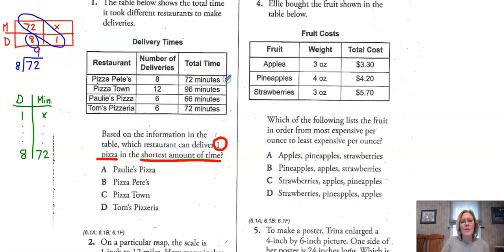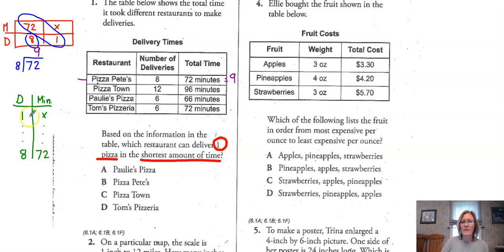So I know that they can deliver a pizza in 9 minutes. So if I come over here and I look at this one, this was another way to think of this same thing for Pizza Pete's. I could have set it up in a T-chart or a table, and I'd say deliveries and minutes. I want to know what one delivery, how many minutes it takes. I could have worked my way through, I could have worked my way backwards.